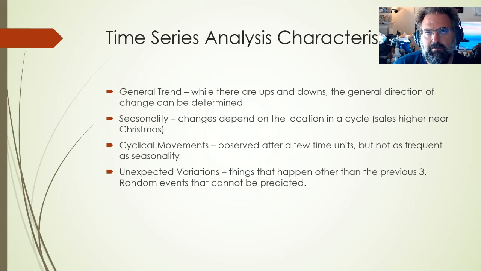Cyclic could be a solar flare that happens over the span of 20 years or something. And even that could be up for interpretation. And there's always going to be unexpected variations. Things will happen that the previous three sort of things we talked about just can't accommodate for. There are random events that occur. No one could have predicted the COVID outbreak and the impact it would have on our culture.